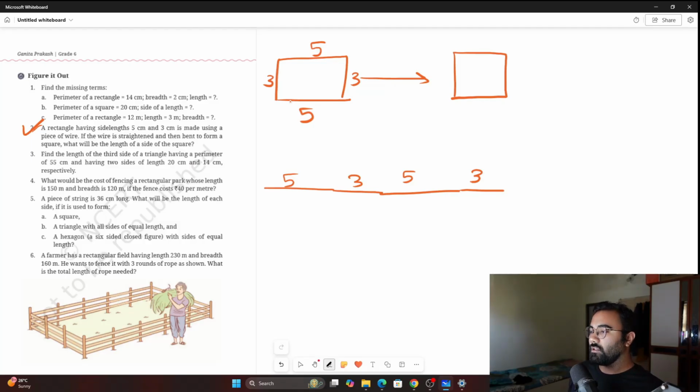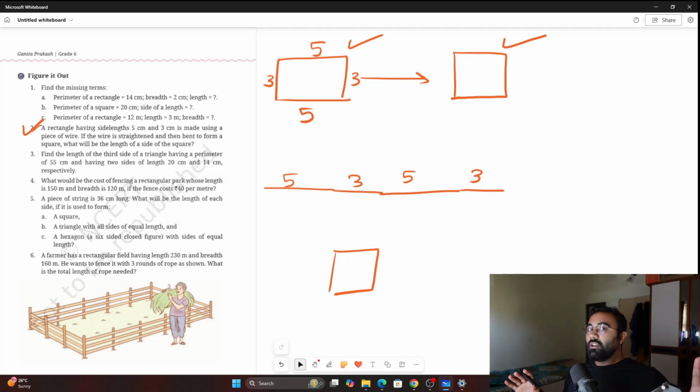इसको straighten out करने के बाद इसको वापस fold कर दिया गया to make a square. Now we need to find out what will be the length of this side of a square. So one thing I can tell you, one thing we can assure is the perimeter of both the shapes will be equal. Let me explain this concept a little bit, because since this was a wire and you unfolded it into a straight line, now you're again refolding it by making it into a square. So the perimeter remains the same.